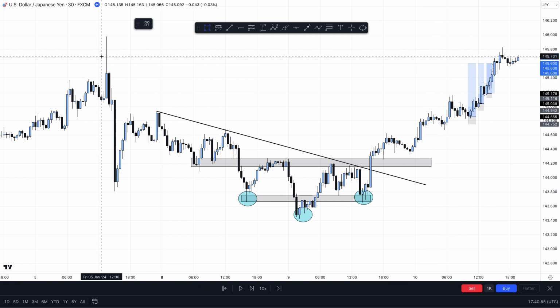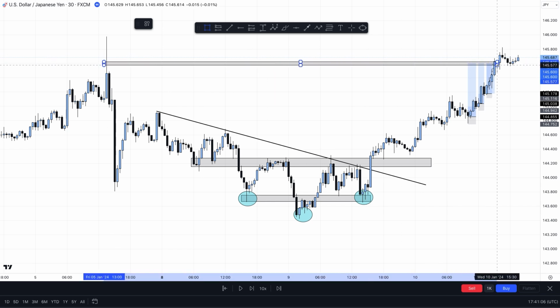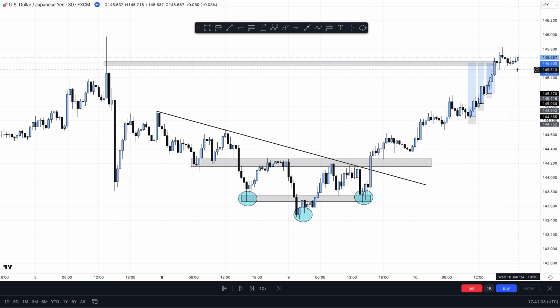As long as we have our targets in place, which would have been around this level where this wick was. Now, I don't target the top of the wick. I always like to target a little bit below, which is why I had this level over here at around 145.600. That's where I was looking to take my profits. So we had plenty of room to be able to get into the market.